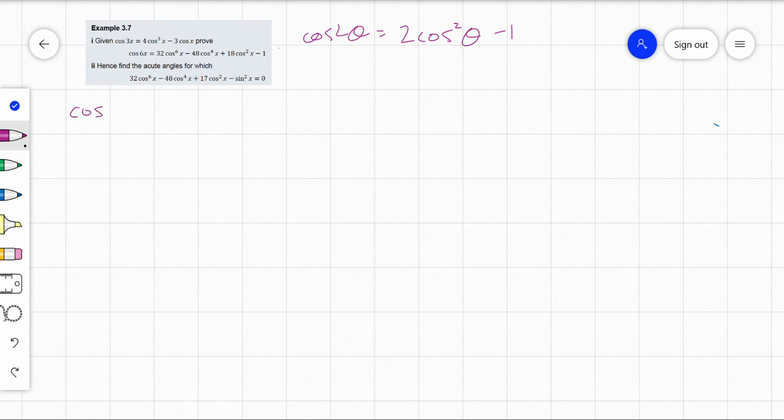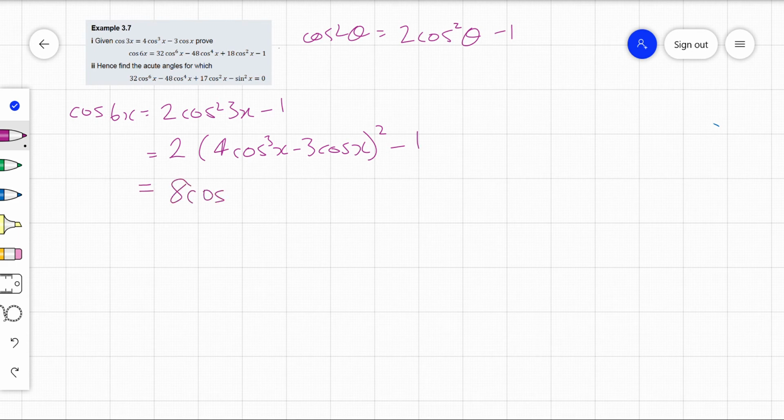So if we have a look at cos 6x, we know that's the same as 2 cos squared 3x minus 1. So we can use that, because we're given cos 3x, so now we can use the given part is equal to that, except we've got squared, so we've got cos squared of 3x. If we expand that, we've got 8 cos, oops, wrong expansion, be careful.